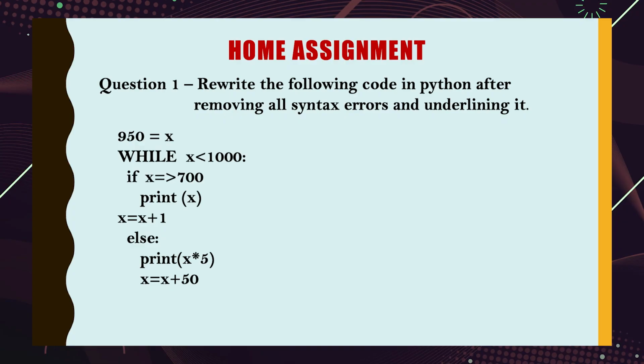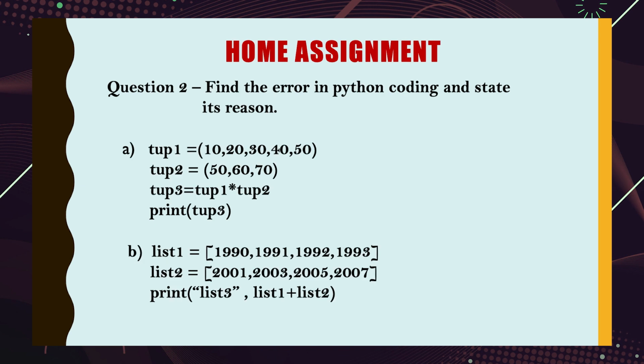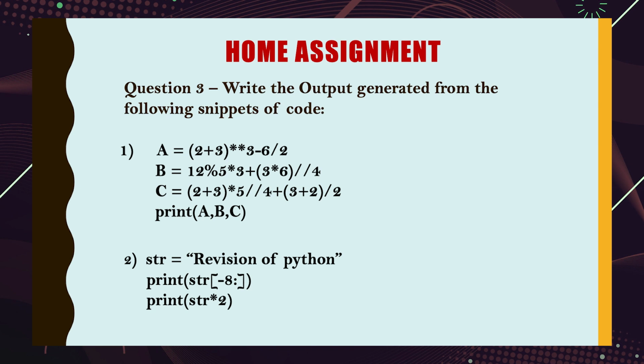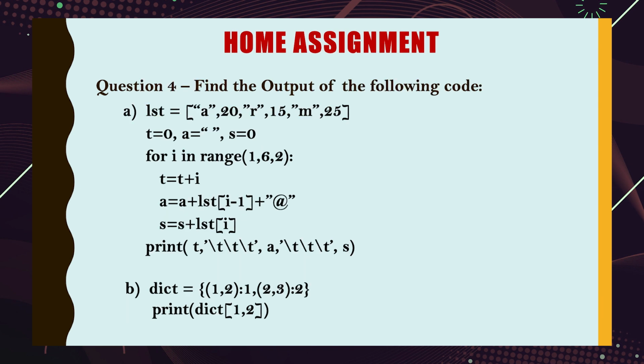In the end, some assignments are there for practice. Please note it down. Question 1. Rewrite the following code in Python after removing all syntax errors and underlining them. Second question. Find the error in Python coding and state its reason. Question 3. Write the output generated from the following snippets of code. Question 4. Find the output of the following code.